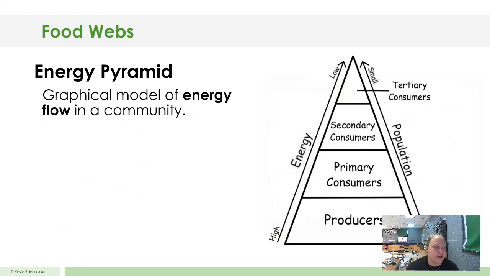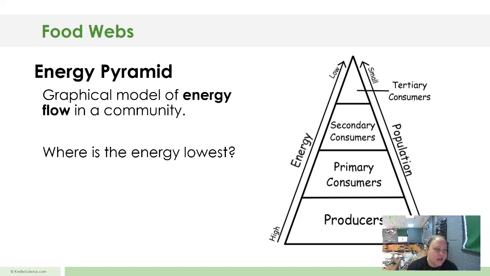So the energy pyramid is a graphical model of energy flow in a community. So if we look, our producers are on the bottom. Producers are those that produce their own food, such as plants and other organisms that do photosynthesis or create their own food.